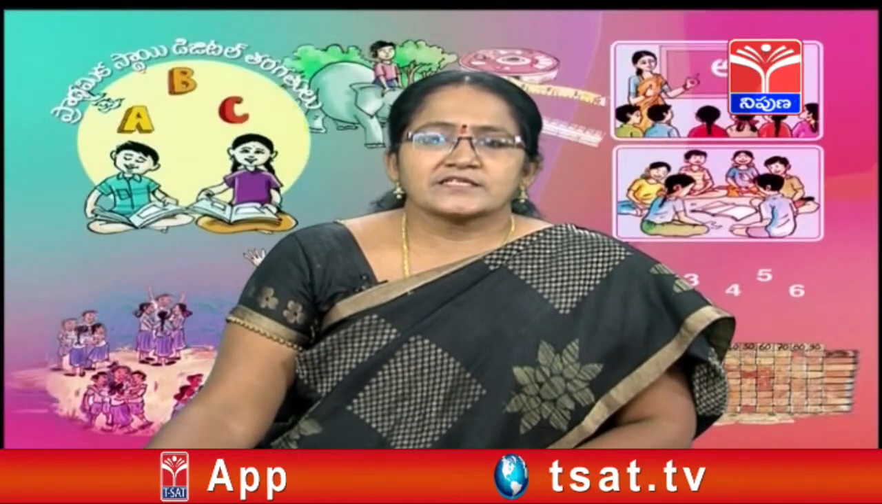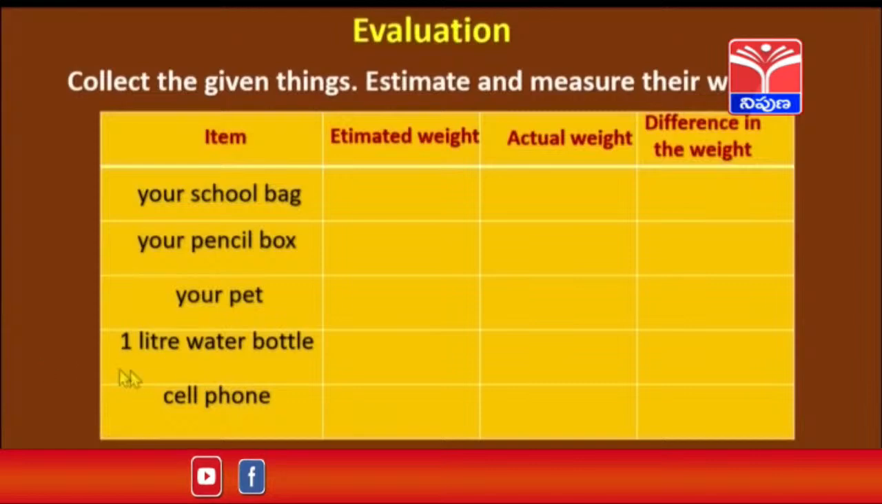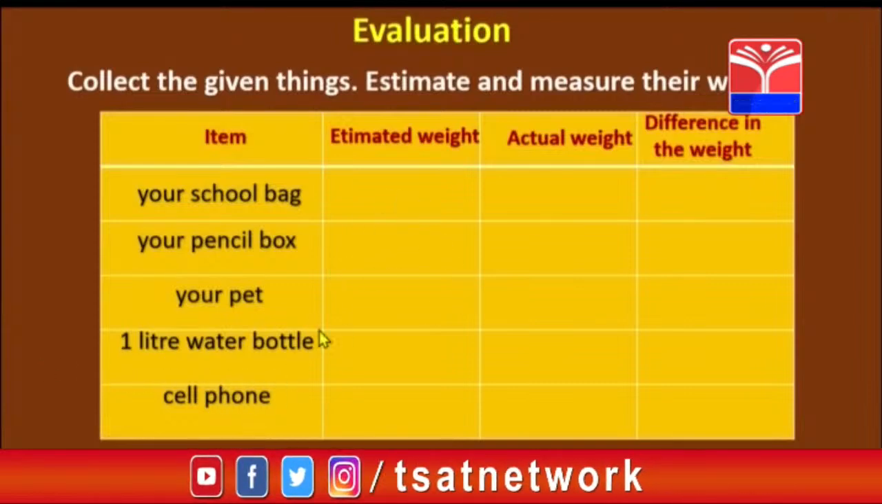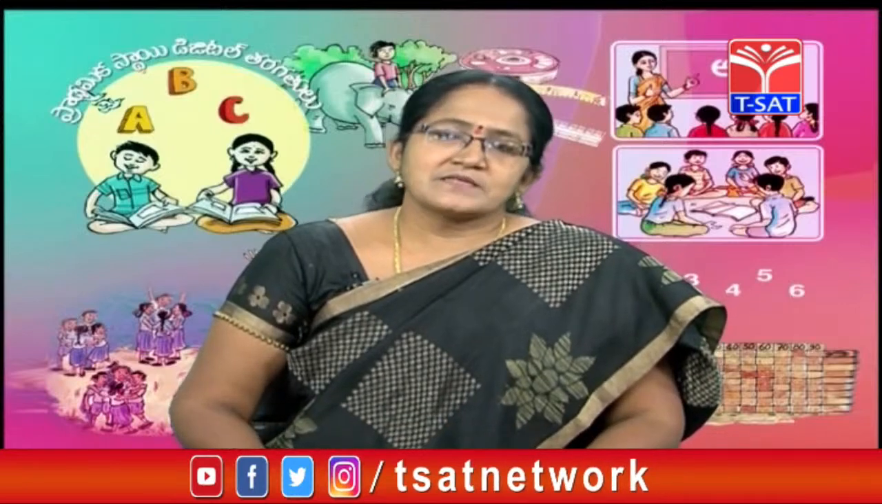And try to collect the given item weight: your school bag, pencil box, your pet, 1 liter water bottle and a cell phone, and record their estimated weight here. Then measure their actual weight and record in this column. Then compare the estimated weight with the actual weight and write the difference here. Then you will know how closely you have estimated.